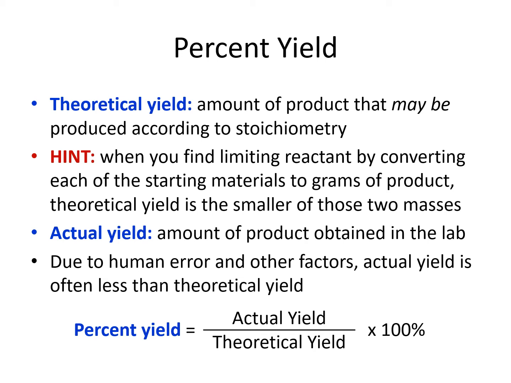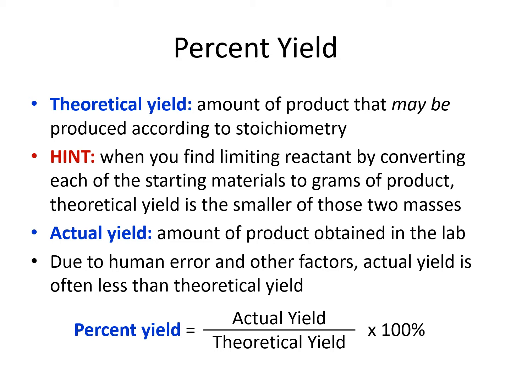Our last type of calculation in section 7.4 is percent yield. To calculate percent yield, we need to know theoretical yield and actual yield. Theoretical yield is what we expect to get from our reaction based on the amounts of our starting materials and the stoichiometric relationships in our balanced chemical equation. If you were doing a limiting reactant problem, you would take the amounts of starting materials and convert them into amounts of product, and the smallest of the amounts of product is your theoretical yield.